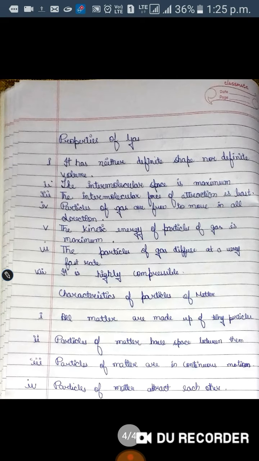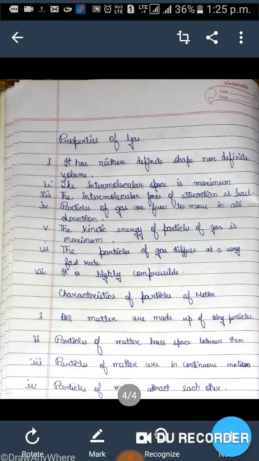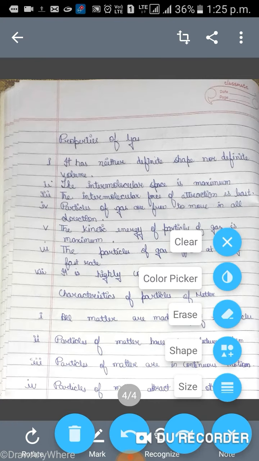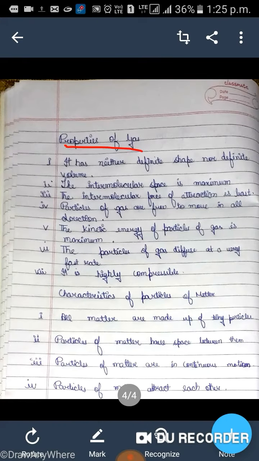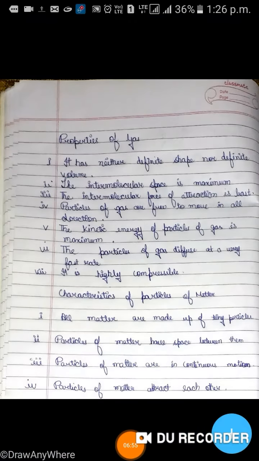Now we will see the properties of gases. Some of the properties of gases are: it has neither definite shape nor definite volume. The intermolecular space is maximum. The distance or the space between the particles of gas is maximum. The intermolecular force of attraction is least. The force of attraction between the particles of gas is least.